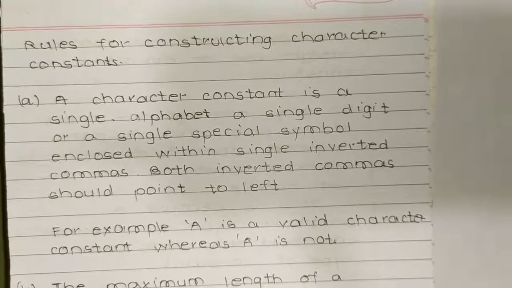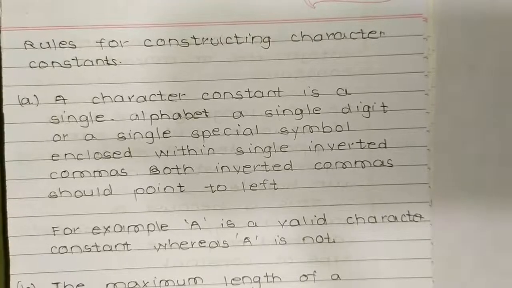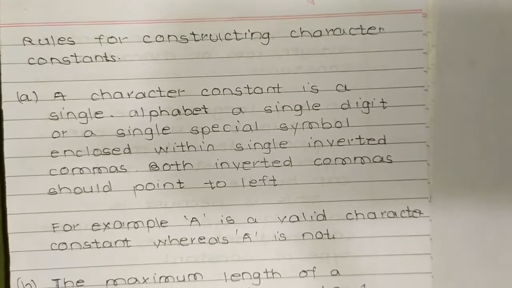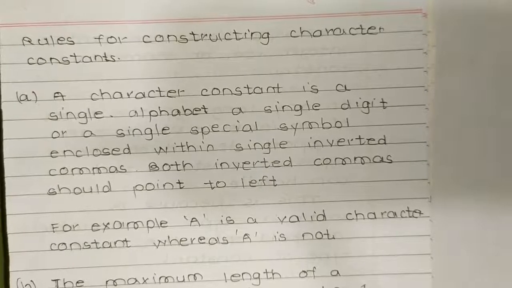Rules for constructing character constants. There are some rules for constructing character constants. First is rule A: a character constant is a single alphabet, a single digit, enclosed within single inverted commas. Both inverted commas should point to the left.